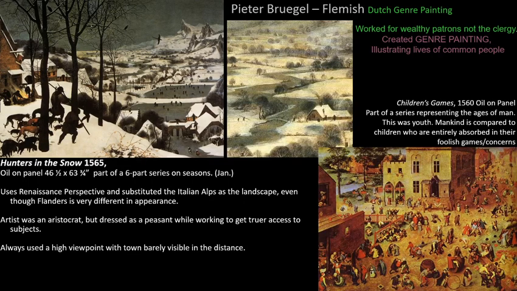All right, Peter Bruegel is a Flemish artist. He does what's known as Dutch genre painting. So this guy, he was pretty wealthy, came from a very well-to-do family, and he worked and sold his paintings and made a lot of money doing that to very wealthy patrons. And these are day-to-day people. They're outside of the clergy. They're not part of the church.